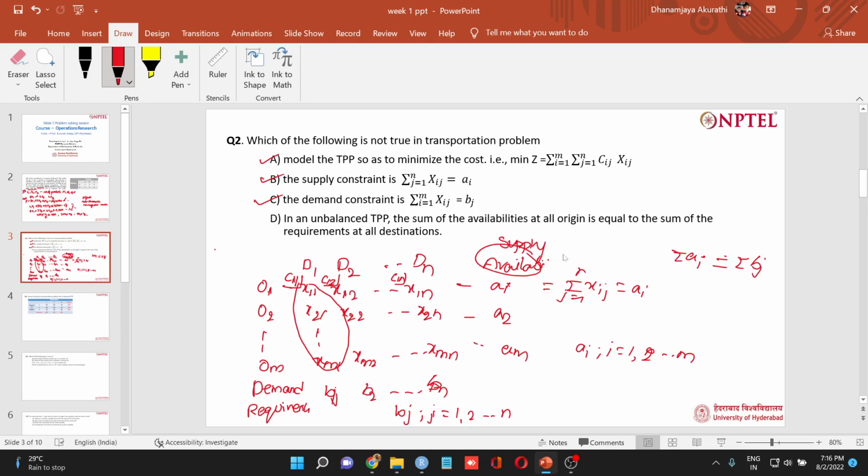That means when we supply a certain quantity, the demand should also be the same, and then only you can get the profits. So the sum of availabilities is equal to the sum of demand in a balanced transportation problem, but not in an unbalanced transportation problem. So this is wrong. The statement which is not true is option D. Anyone had doubts?